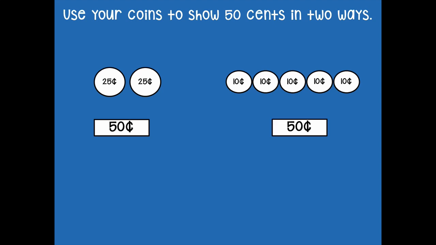All right, friends, if you need more time, click pause, but if not, let's go over it. So the first way that I came up with was 25 cents and 25 cents because 2 quarters make 50 cents. Another way that I came up with was 5 dimes because 5 dimes also equals 50 cents. Did you come up with either one of these ways, friend? Oh, you did? Awesome. And then there are other ways. So if you came up with another way besides this one, that's super awesome too.